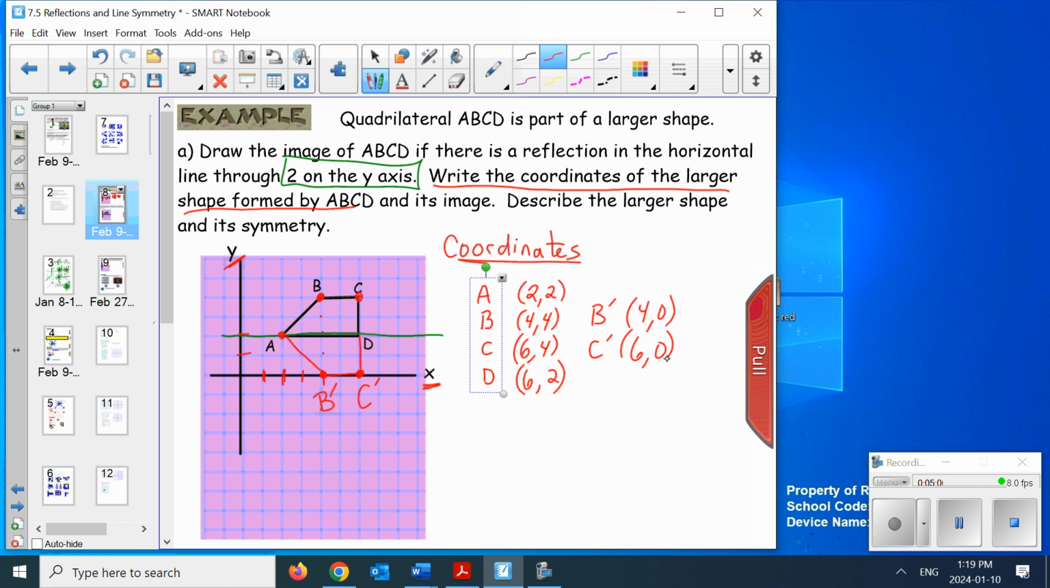Now, I won't have you write the last part, but let's just talk about it. Describe the larger shape and its symmetry. Obviously, it has symmetry because it was formed by reflecting. So it has one line of symmetry, and that's how we formed that larger shape. I don't know what else we can say about it. Like I said, it looks like a sideways house kind of building.